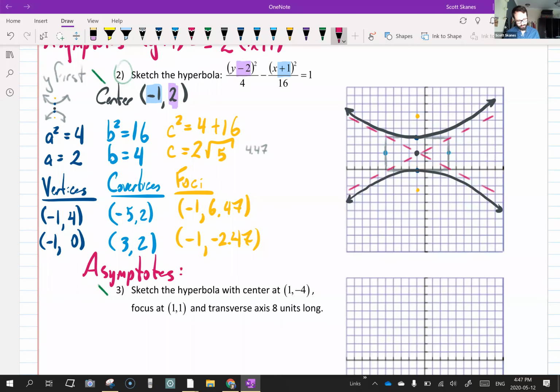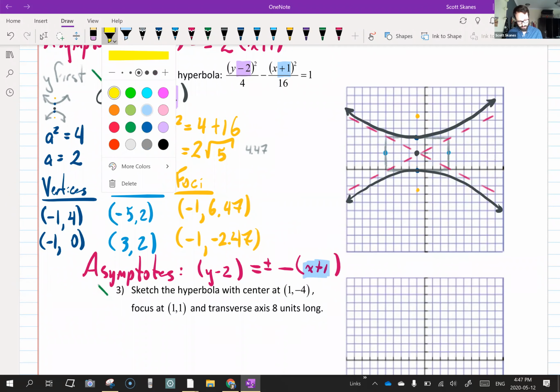Okay, I'll give it to you. It's always the y minus stuff, x minus stuff, and then your plus and minus stuff, okay? So you have y minus 2, I steal that from the top. I have my x plus 1, I steal that from the top. I'll even highlight it for you. What a concept.